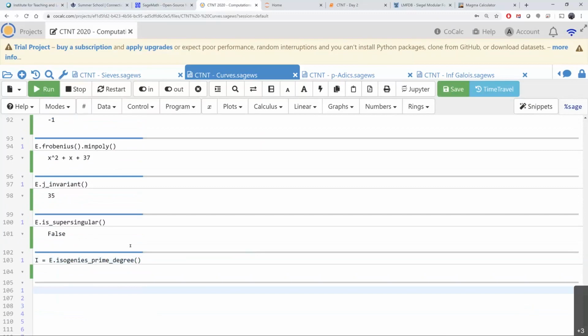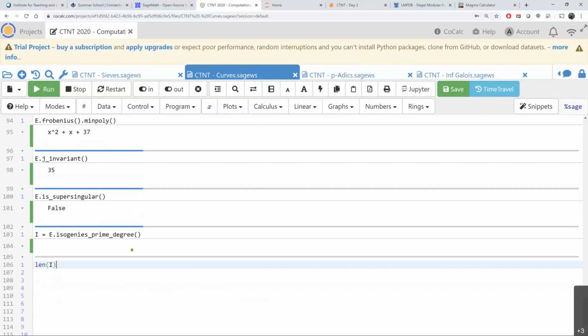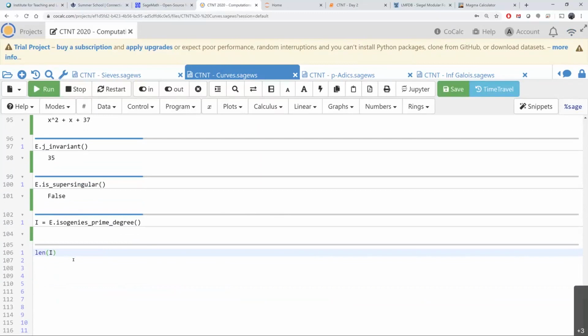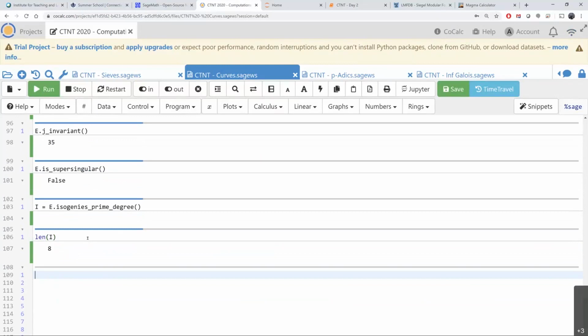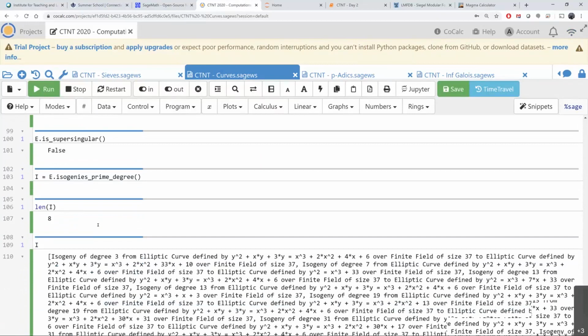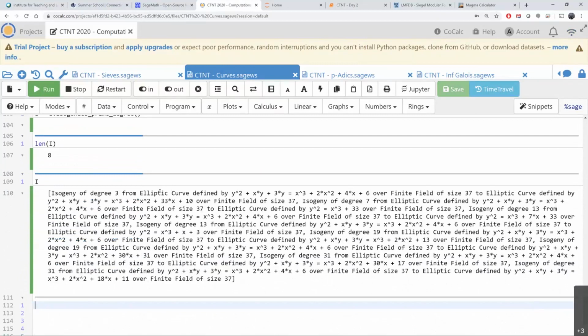How many elements are there in I? By the way, if you want to know the length of a vector, that's len, as in Python. So there are eight isogenies of prime degree. And then, let's see what happens if I do this. Boom. It gives you a list of the isogenies. Each isogeny gives you both the map and the target elliptic curve. So let me see what isogeny degrees there are.